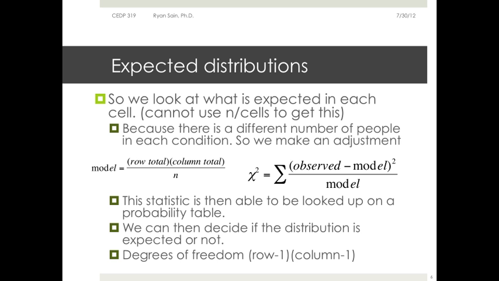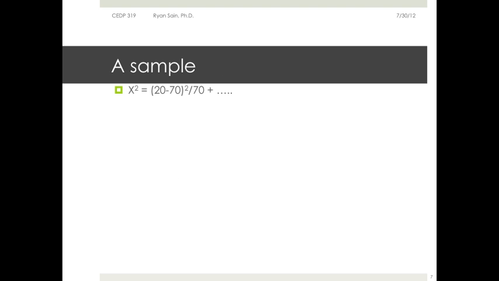So let's go ahead and flip through the sample here, and remember, we're going to create the expected distributions first, and then take what we actually observed and subtract the expected from it, square that, divide it by the expected again, and then sum all those things together, and then we'll get our chi-square statistic. So let's go ahead and look at it. Chi-square equals 20 minus 70 squared divided by 70. It's like, well, where in the world did all that come from, right?